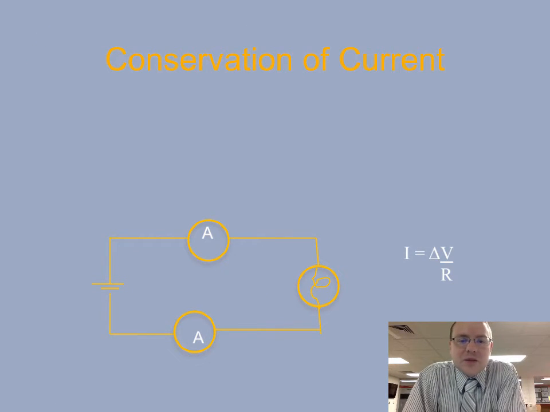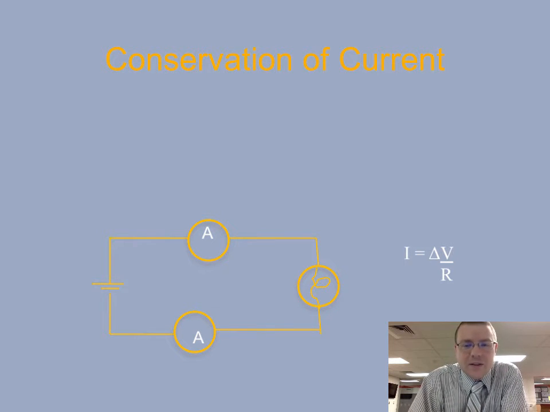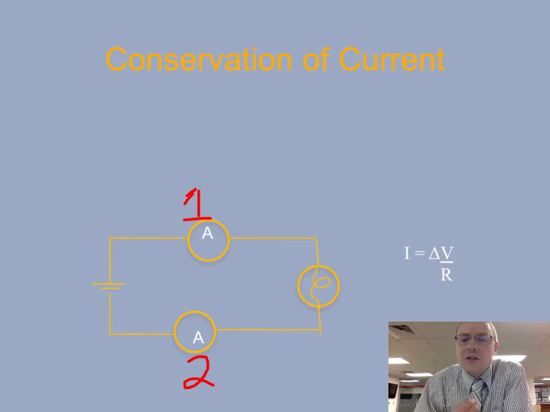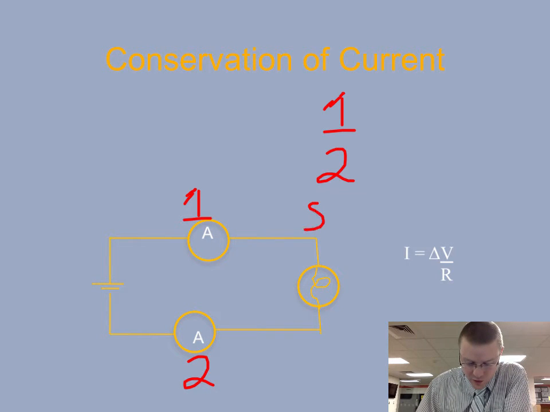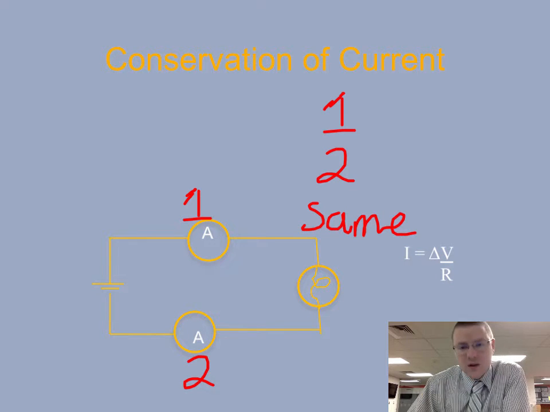Going back to the demonstration we talked about today, we want to have one battery. We have a couple of amp meters here, one before the light bulb and one after the light bulb. The question was, what are these amp meters going to read? They're going to measure the amount of flow through the circuit. We could see that amp meter 1 reads a higher current, amp meter 2 reads a higher current, or they both have the same amount of current flowing through them.